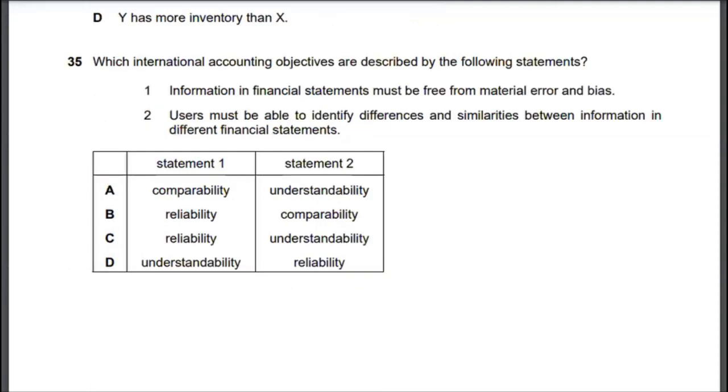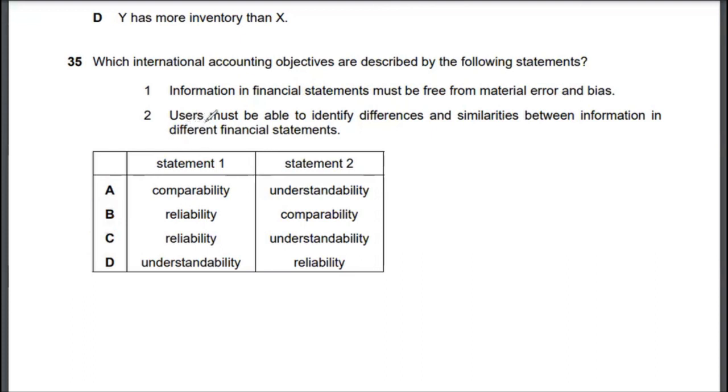Let's look at multiple choice 35. Which international accounting objectives are described by the following statements? Statement 1: information in financial statements must be free from material error and bias. So it has to be either option B or option C.